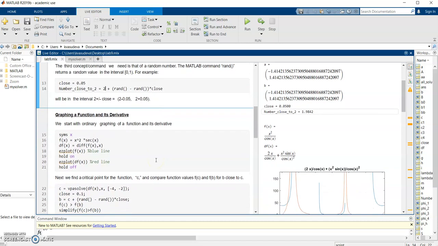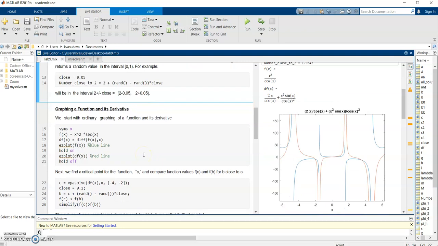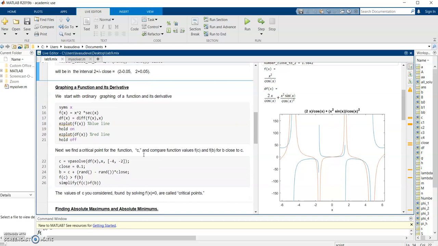Next step is graphing a function and its derivatives. You need to know this. This is also one of the basics. You have done this before. Let's say you have the function x squared times secant x. First, you define a variable, then the function. Now you are asked to plot two functions. One is your main function itself, and the other one is your derivative.